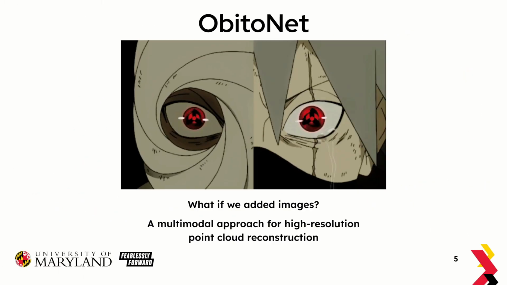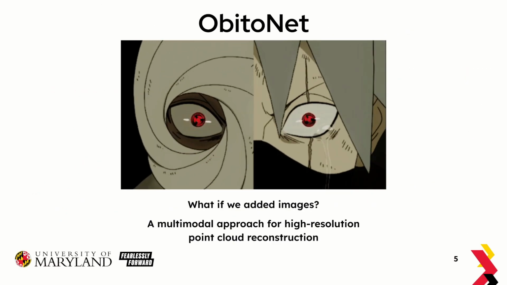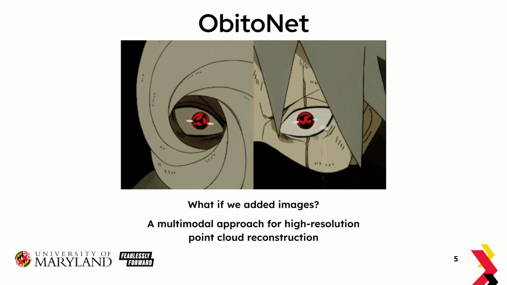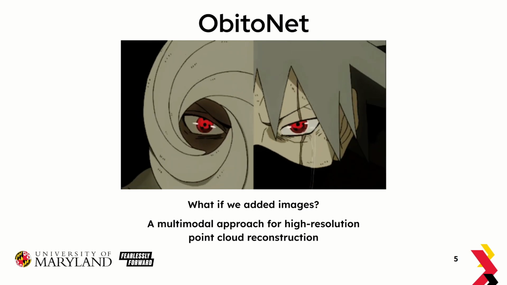So moving on, this particular model is called ObitoNet because Obito is a character who is masked in Naruto and he has extensive vision capabilities and his visual prowess is unlimited. So that's why we call it ObitoNet.